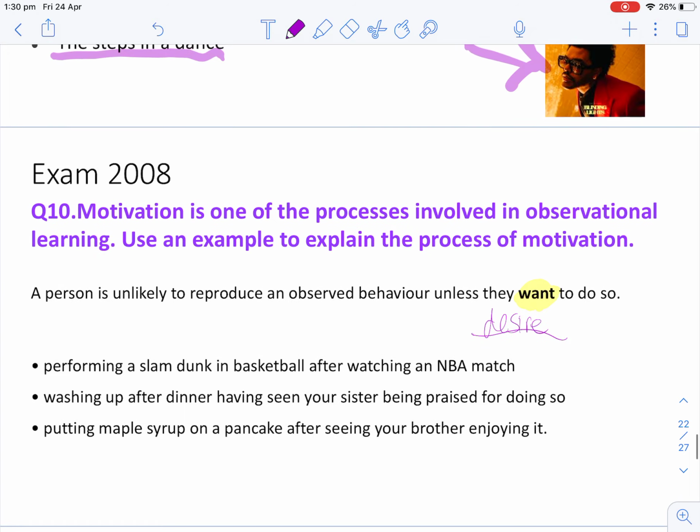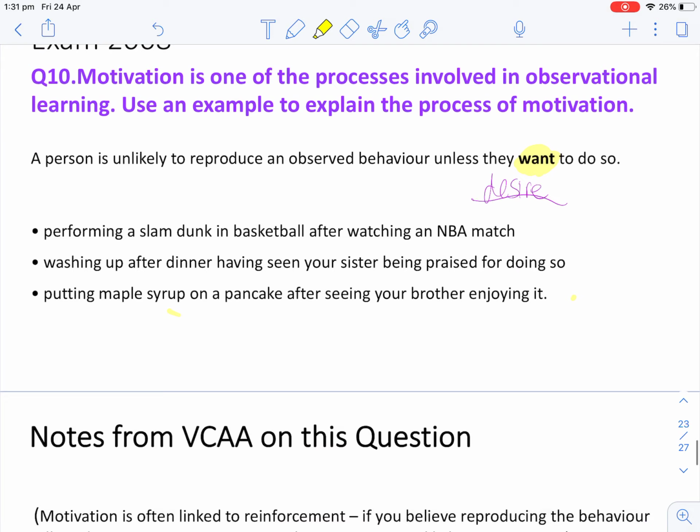So my examples, there's three different ones there, include performing a slam dunk in basketball after watching an NBA match, washing up after dinner after seeing your brother and sister being praised for doing so, and putting maple syrup on a pancake after seeing your brother enjoy it. So here are some examples there that relate to that want and that desire.